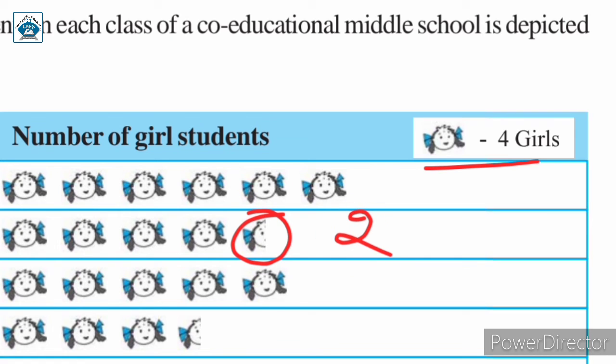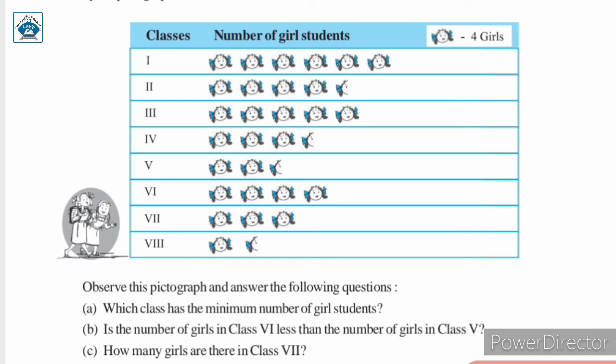4 divided by 2, which is 2 girls. Observe this pictograph and answer the following questions. A. Which class has the minimum number of girl students? From the pictograph, it is clear that class 8 has the minimum number of girl students, 4 plus 2, which is 6. और बाकी सारे क्लासेस के रोज़ में नंबर ऑफ गर्ल्स जो है क्लास 8 के कंपैरिजन में ज़्यादा है. Therefore, class 8 has the minimum number of girl students.